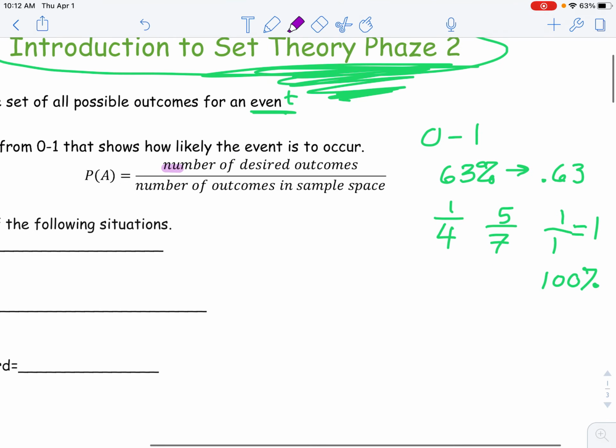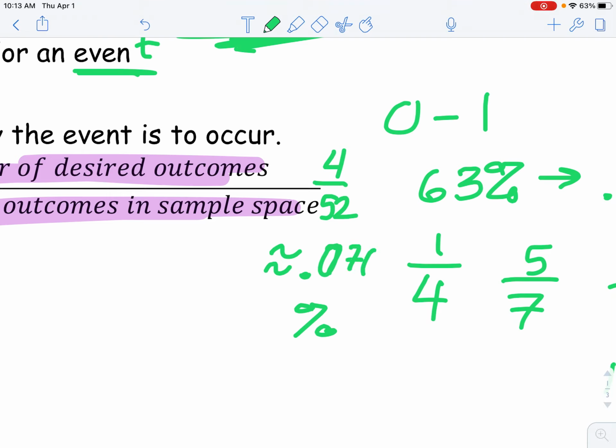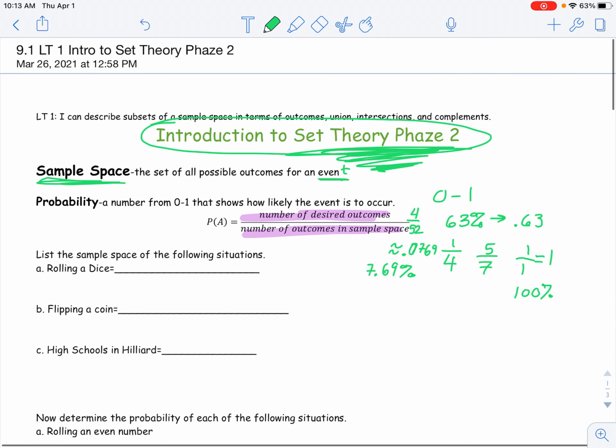And how do you determine that? It's the number of desired outcomes over the outcomes in a sample space. So say you're playing a card game and you need to draw an ace. Well, there's 4 aces out of 52 cards, and then you could translate that to some decimal and then some percentage. I got a calculator right in front of me. The probability of randomly drawing an ace is 0.0769. Then you times that number by 100, so it's about 7.69%.